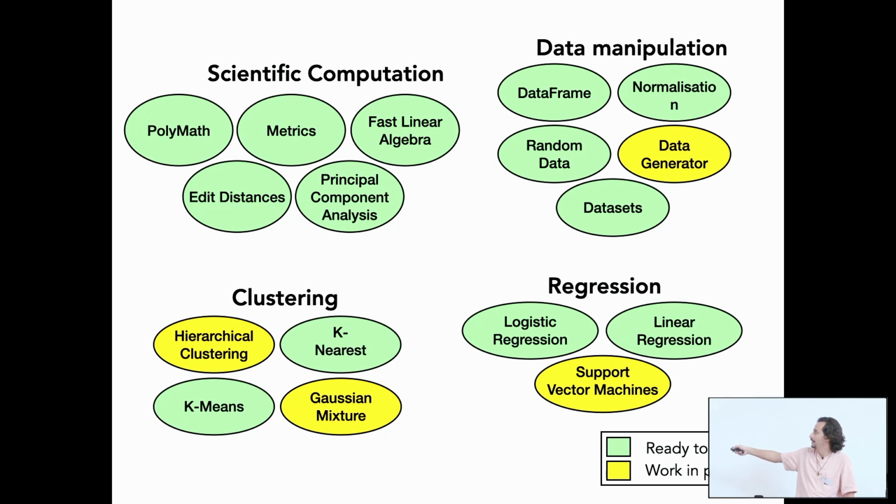And for clustering, we have K-means, K-nearest neighbors, hierarchical clustering, or Gaussian mixture models. Clustering is a technique of unsupervised machine learning where you have unlabeled data and it automatically detects groups of data. And these are different algorithms for doing that. And for regression, we have logistic and linear regression, and also we have support vector machines. As you have here in the legend, the ones in green are ready to be used, and the yellow ones are currently being developed and are work in progress.